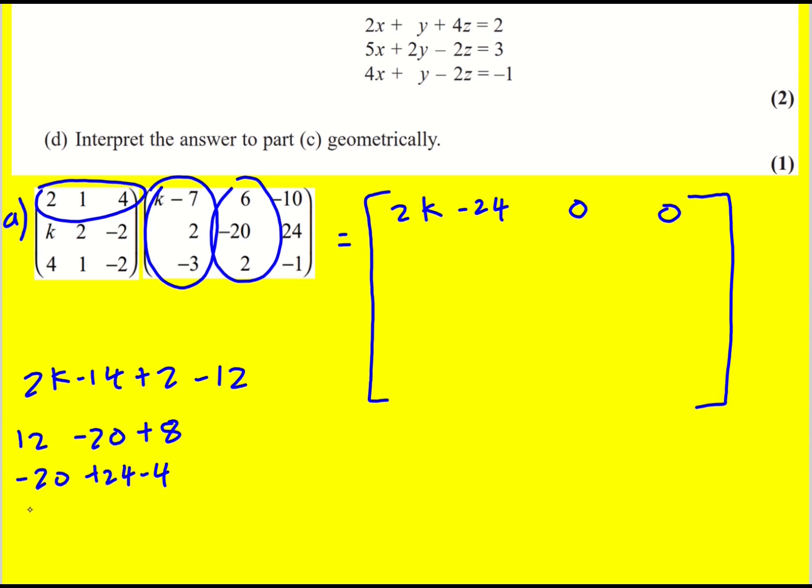Next one, k squared minus 7k plus 4 plus 6 gives k squared minus 7k plus 10. And then 6k minus 40 minus 4, so 6k minus 44.